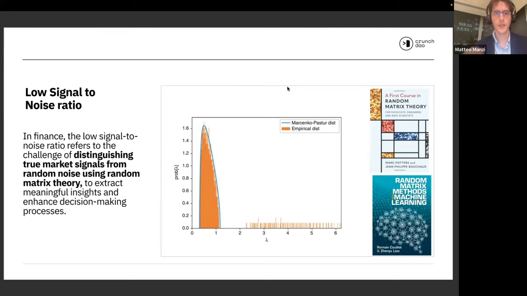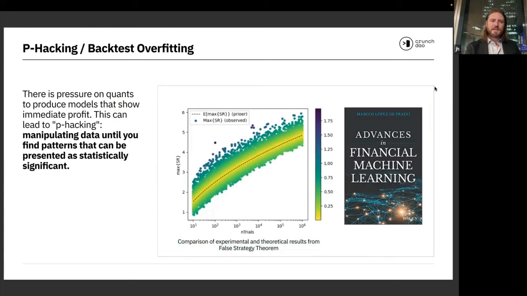Yeah, there are the denoising and detoning techniques that you may have seen, which are also discussed in Marcos Lopez de Prado's book, Advances in Financial Machine Learning, to correct and remove this noise and try to work in a better environment. The last point was p-hacking. This one is more of a game theory.